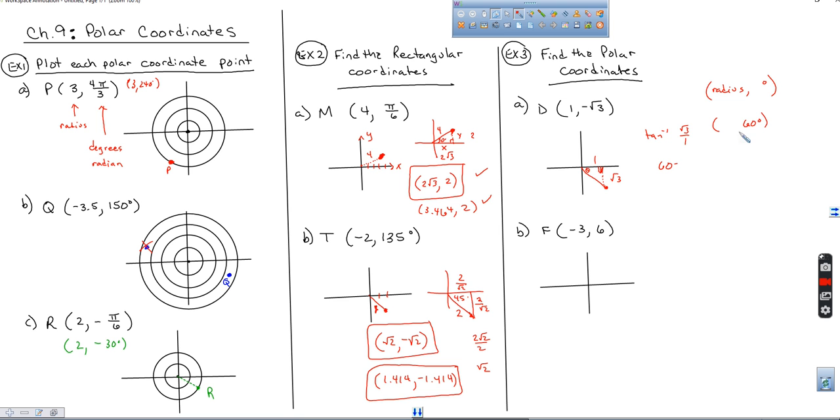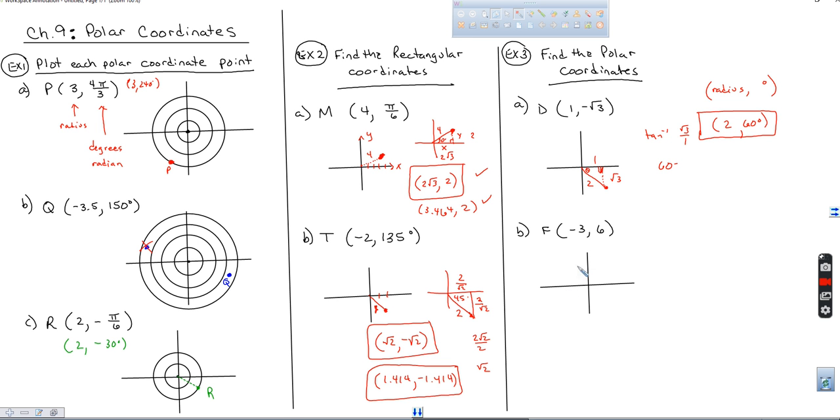60 degrees. What I'm missing is the radius length. But again, if you know your properties, that this is 1, 2, square root of 3, the radius is just 2. If not, you can use sine, cosine, or tangent to find the missing piece, and you're going to get 2 as the radius length. The radius is the hypotenuse right here. So there you go. It's as simple as that. This is my polar coordinate given this rectangular coordinate.